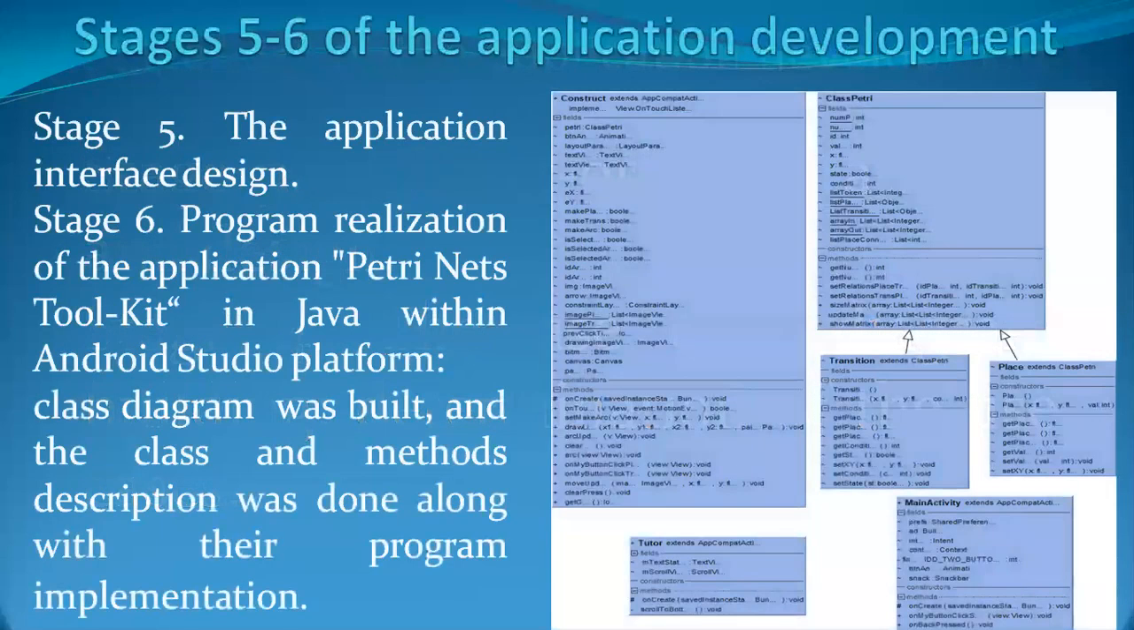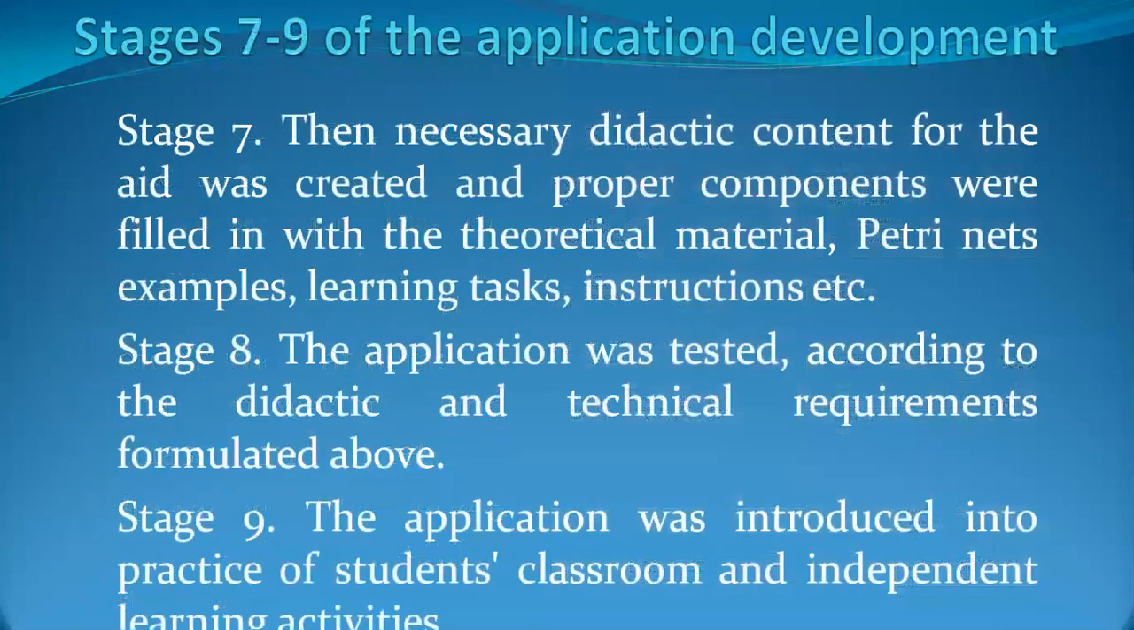At the next phase, the application interface design was undertaken. Then it was the stage of the program realization of the application Petri Nets Toolkit in Java within the Android Studio platform, during which the case diagram was built and the class and method description was done, along with the program implementation. At the next stage, the necessary didactic component and didactic content for the aid was created, and proper components were filled in with the theoretical material, Petri nets examples, learning tasks, instructions, etc.